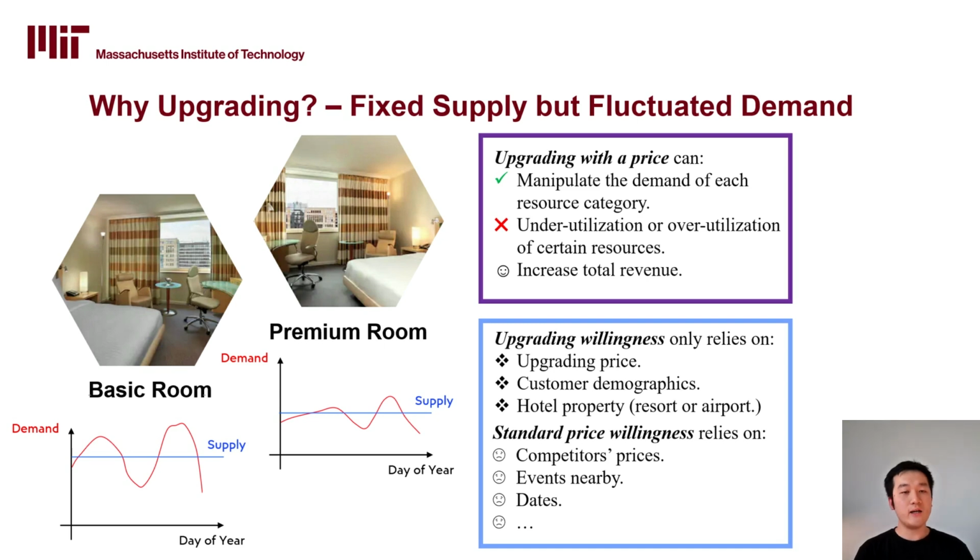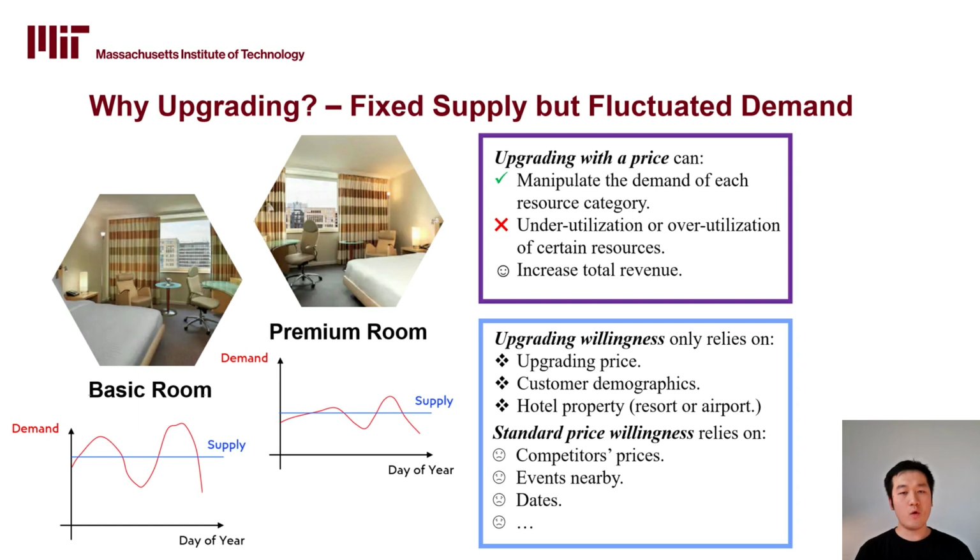In this case, to avoid overbooking the basic room and also to avoid wasting premium rooms, the hotel can consider providing some upgrading plans to the basic room requests. And this upgrading plan can come with a price to increase the total revenue. So the purpose of upgrading is actually to manipulate the demand of each resource category.